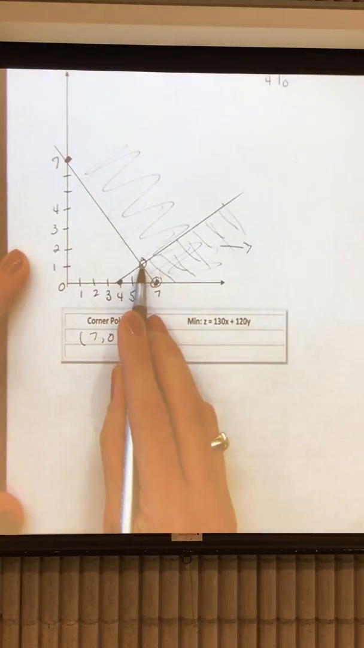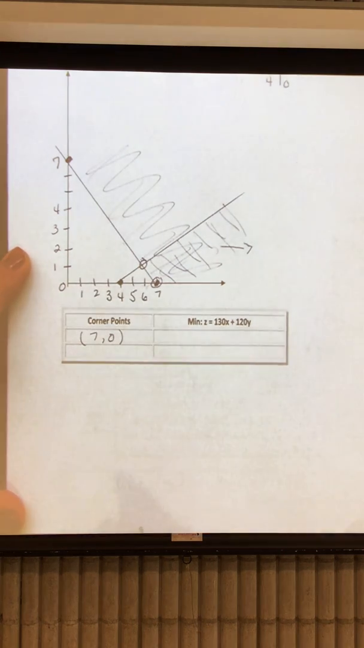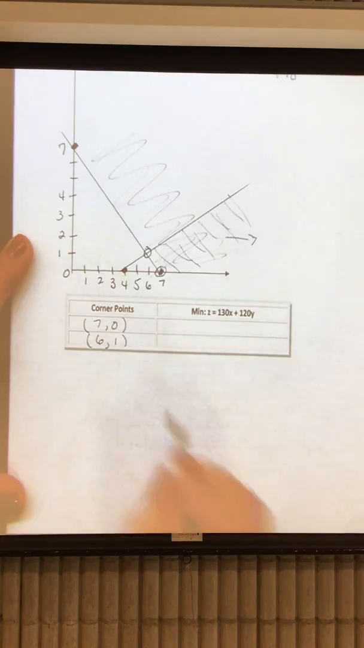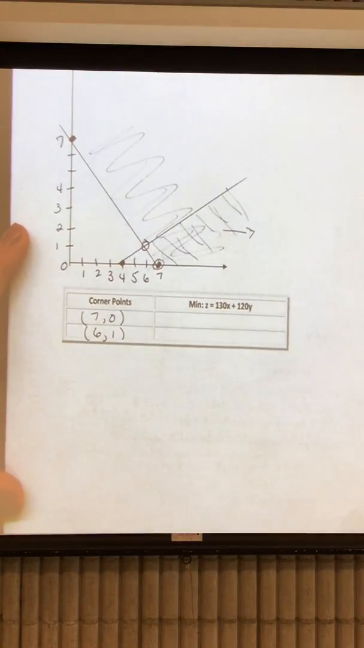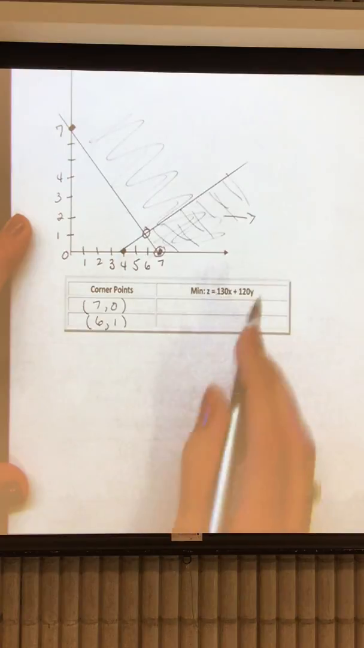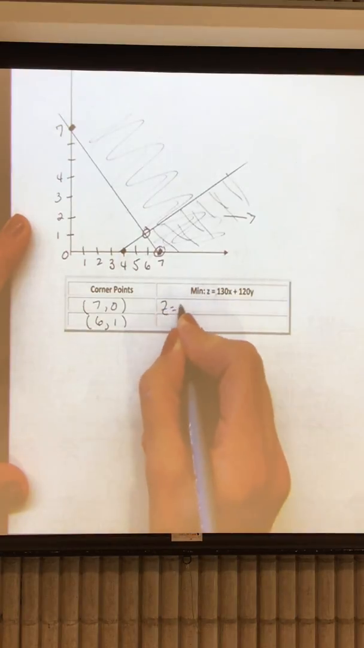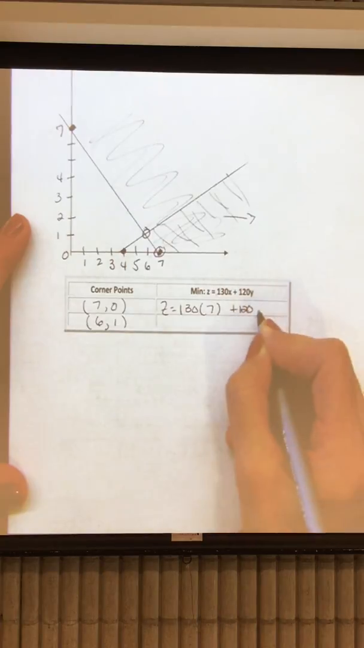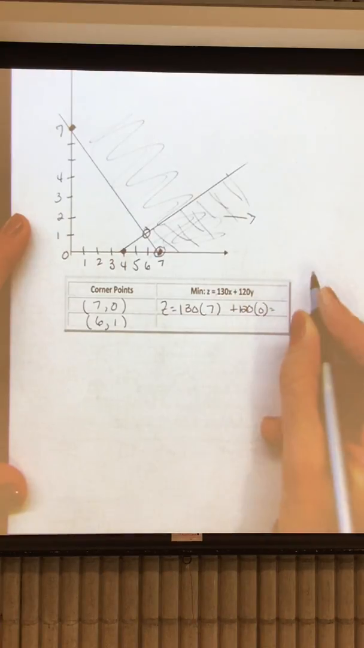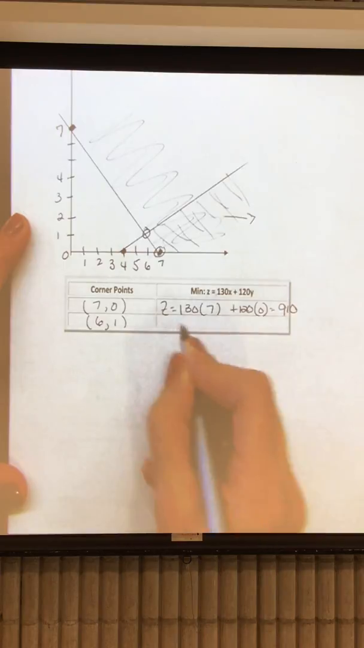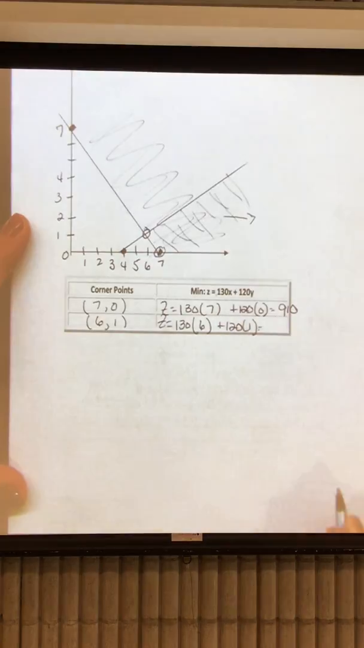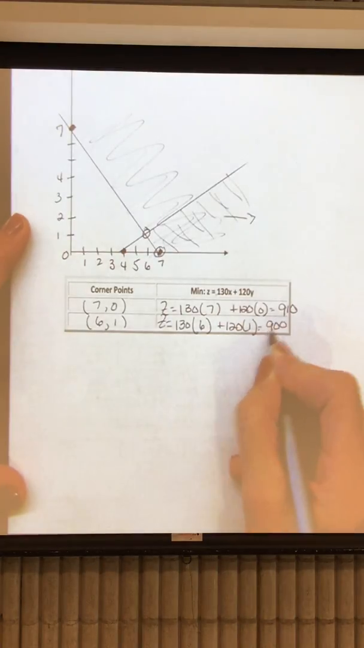And this point can be solved again by either elimination or substitution. It looks like it is 6, 1. And let us substitute these points into our objective function. So z is equal to 130 times 7 plus 120 times 0, and that is equal to 910. And z is equal to 130 times 6 plus 120 times 1, and that is equal to 900.